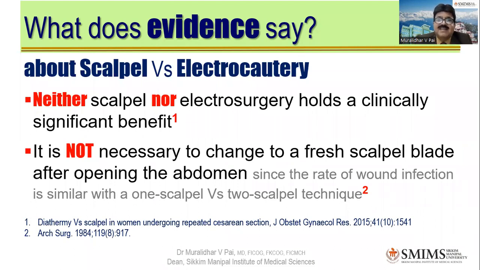We are cleaning the abdomen so nicely with all the antiseptic, and we are also giving pre-operative antibiotics. So it doesn't really add to anything. Since the rate of wound infection is similar with one scalpel versus two scalpel techniques, there is no need to keep on changing the scalpel and things like that. I don't usually ask for a different scalpel for the skin and then for other things.